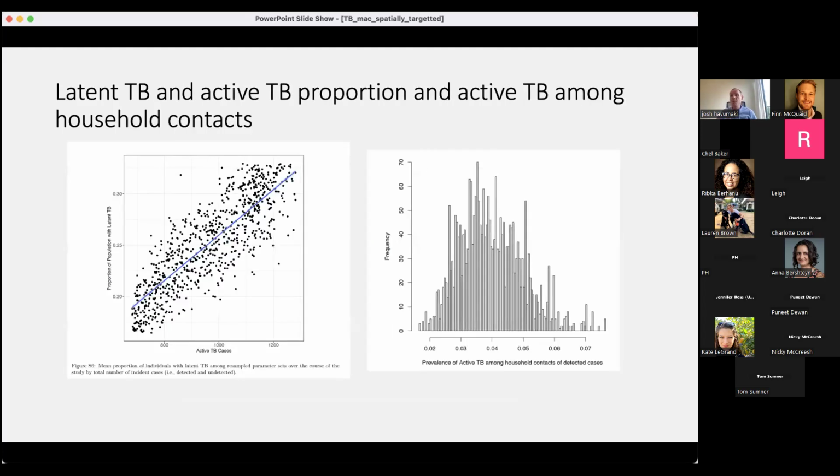Then in terms of the epidemiology of the modeled population, we got between 20 and 30% of people having latent TB, depending on the number of active TB cases, of course. We also found that the prevalence of active TB among household contacts of detected cases was in line with a meta-analysis that found it was approximately, I think, 3.1%. We felt like this was a reasonable representation of TB epidemiology.